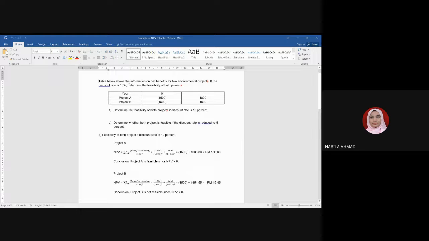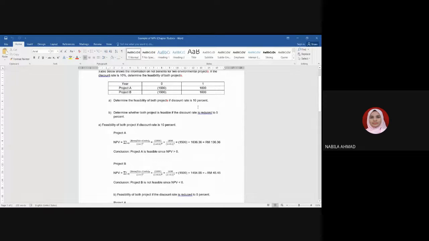The table below shows the information on net benefit for two environmental projects. So it tells us the benefit, they have already calculated the benefit. Net benefit means benefit minus cost, which we already have, for two periods. Okay, if the discount rate is 10%, determine the feasibility of both projects. Right? So for project A, in year zero its net benefit is negative 1,500 and in the first year 1,800. Okay, for project B, negative 1,500 and 1,600 for the first year. So we determine for 10%.